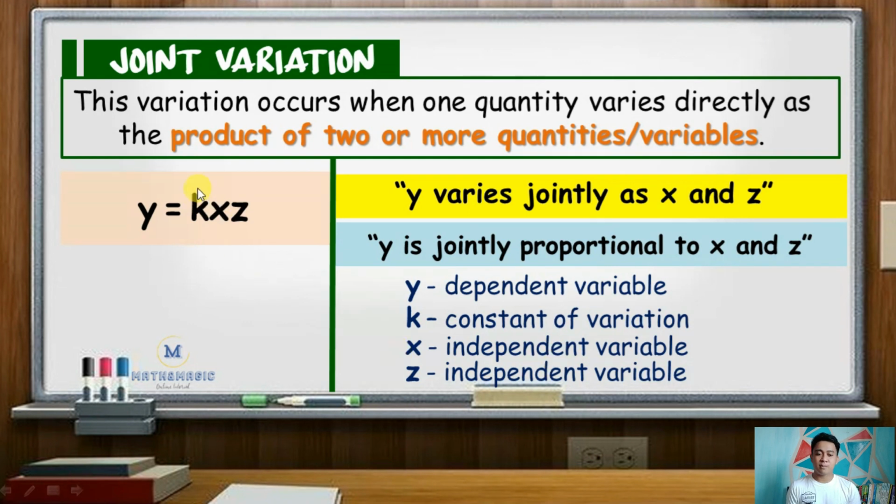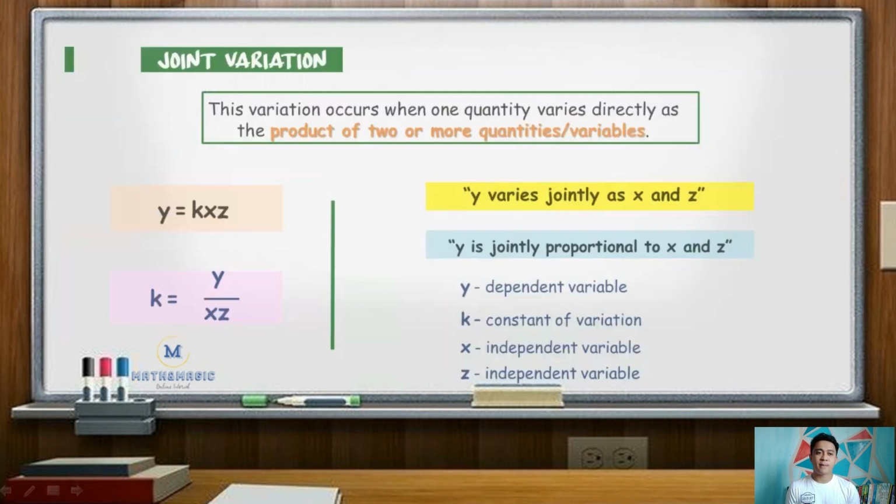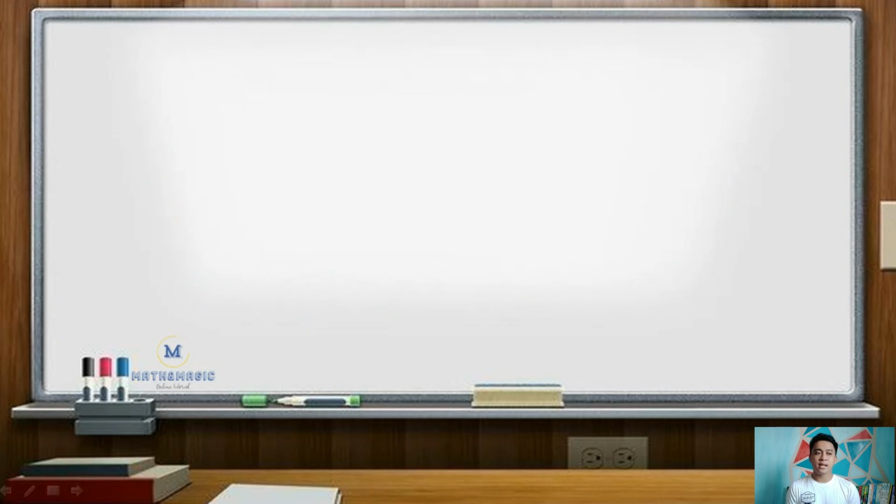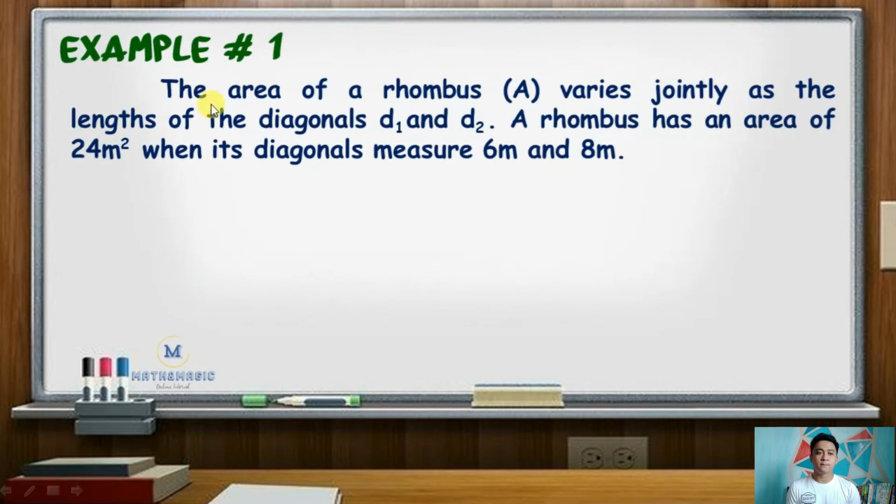Moreover, by algebraic manipulation, the constant of variation k is equal to the ratio of y and the product of the independent variables x and z. By the way, we cannot graph this type of variation in the xy or Cartesian plane. Now, for better understanding, here is our first example.